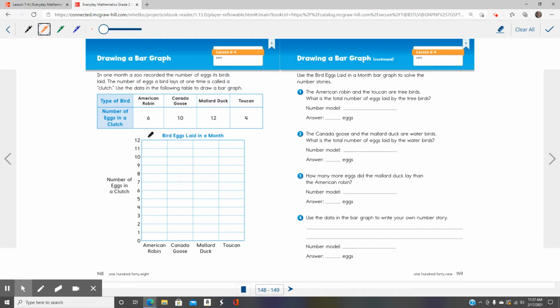So the title of the bar graph is Bird Eggs Laid in a Month. Here we have the number of eggs in a clutch, and here we have the 4 different types of birds, or fowl, that we're looking at. So American robin, we know from the table that they lay 6 eggs in a clutch. So we're going to color this bar graph all the way up to 6.